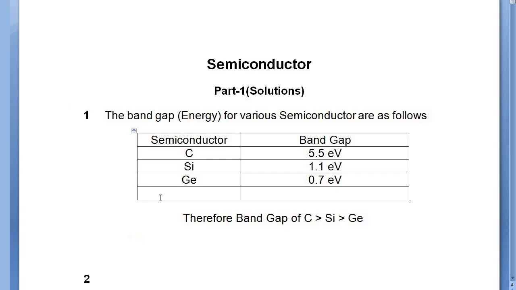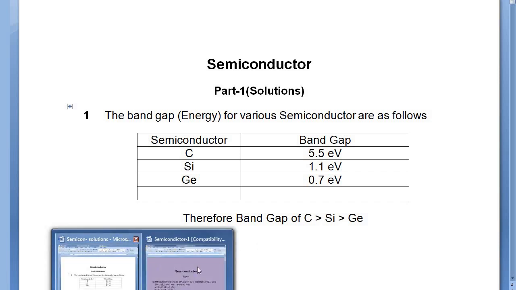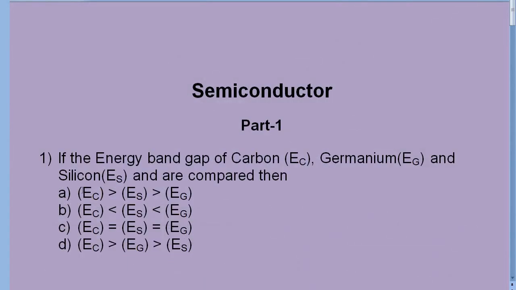So here we see the values of energy band gap of carbon, silicon, germanium. Carbon is around 5.5 electron volt, silicon is 1.1 electron volt, germanium is 0.7 electron volt. So if we compare it, carbon is having the largest energy band gap, silicon lesser than that, and germanium is lesser than that. So germanium is the least one in the given problem. So here the answer is the first one, EC is greater than ES, which is greater than EG.